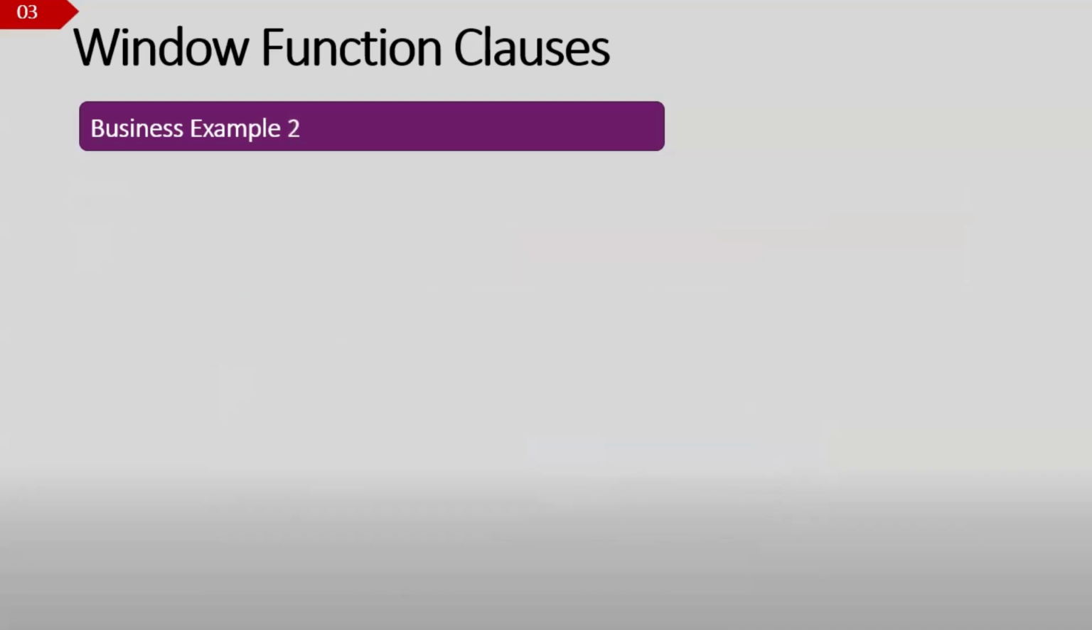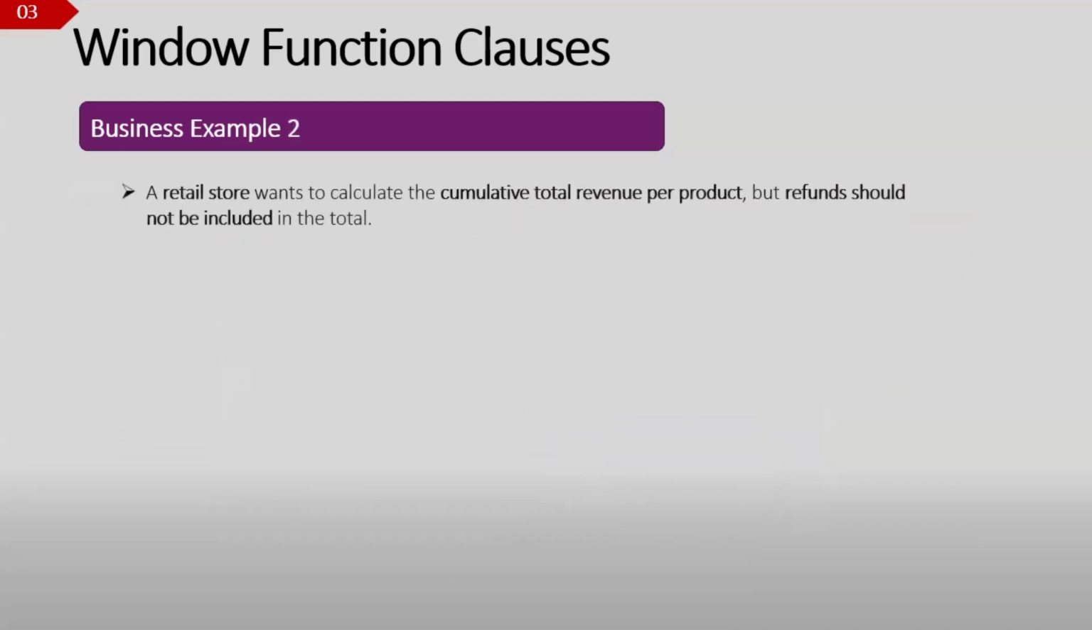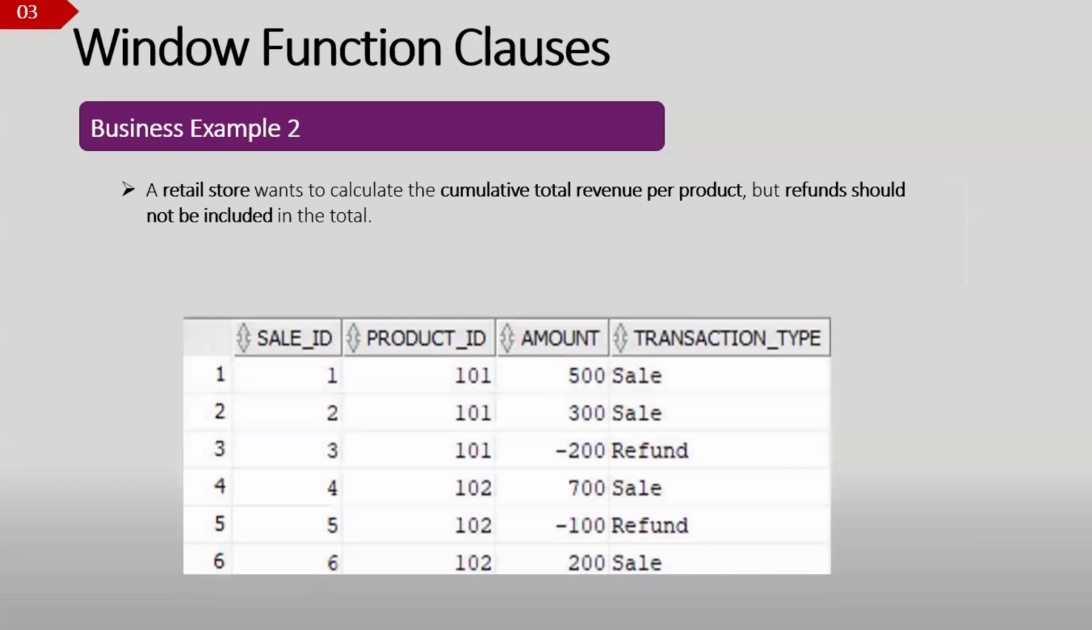Let's take another business example, which is game-changing and very important. We have here two concepts used in analytical functions. First, the cumulative total revenue, which in business we also call the running total. Why? Because the revenue is running and accumulated one by one, row by row or day by day. And also, it's mentioned here that if the transaction type is refund, don't put it in the calculation.